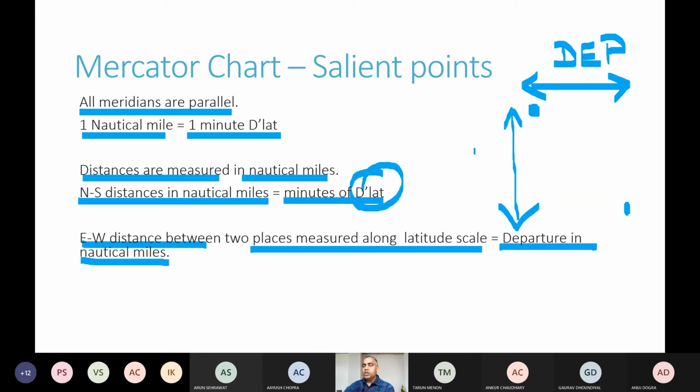So the north-south side would be the DLAT, and the east-west side, or east-west distance between 2 points, would be the departure. So हमारे प्लॉट में बेटा हमने हमेशा ये याद रखना है कि जब भी कभी हम ईस्ट-वेस्ट डिस्टेंस अपने प्लॉट में डालेंगे, we will only put the departure, never the de-long, and vice versa.